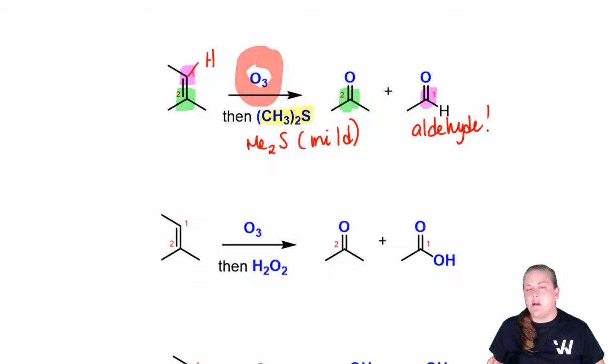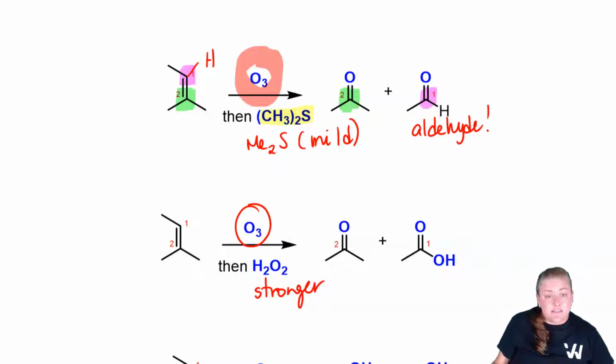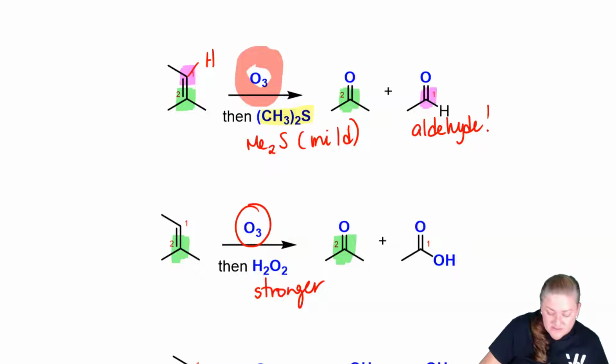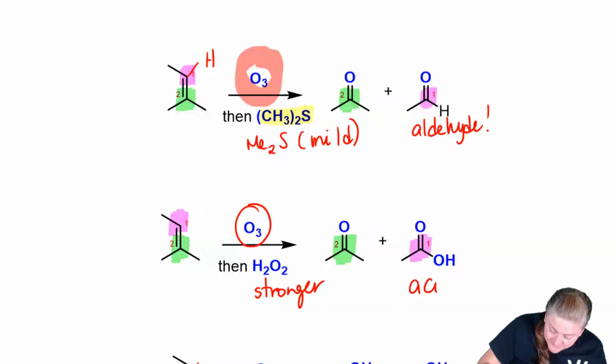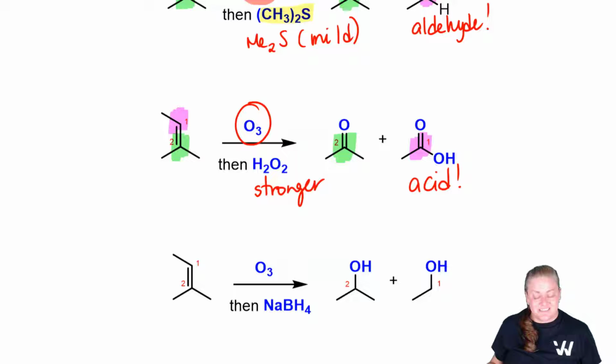Now let's look at a more aggressive workup. Here we have, again, ozone first, followed by hydrogen peroxide. Now this is a stronger workup. So let's see the consequence of what happens here. Now carbon 2 in green is carbon 2 in green. Di-substituted goes to ketone, so the workup doesn't matter there, but the workup matters a lot with this monosubstituted carbon up here. This gives the carboxylic acid. And the reason why it gives the acid is because of this strong workup step.